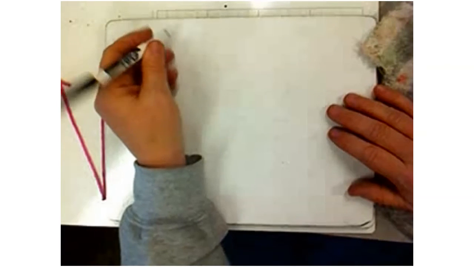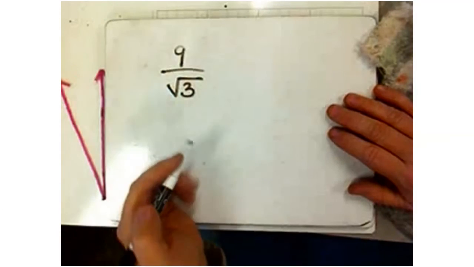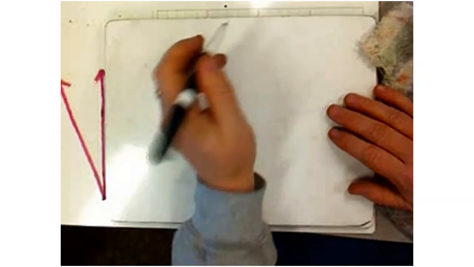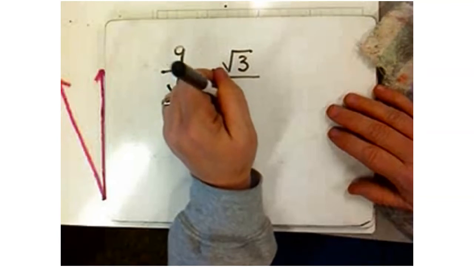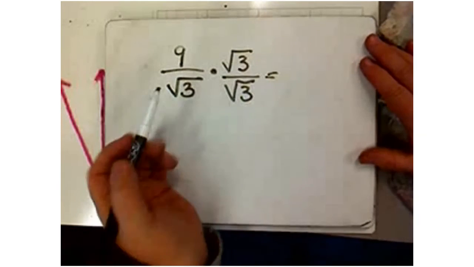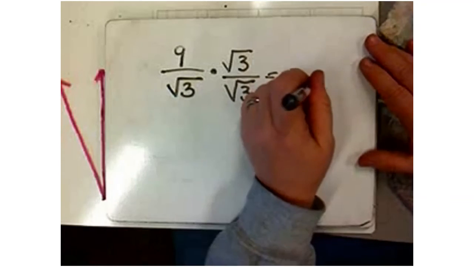So if you have something like 9 over the square root of 3, you don't want a radical in the denominator, so you would rationalize that by multiplying it by the square root of 3 over the square root of 3 in order to get the denominator to be a real number. So the square root of 3 times the square root of 3 is the square root of 9, which is 3, right?